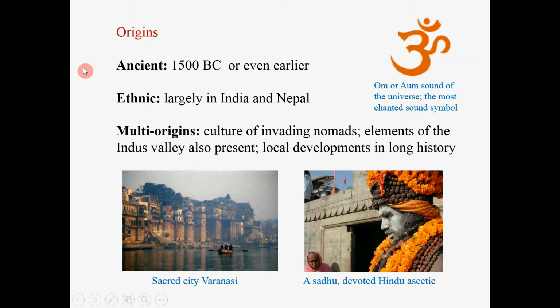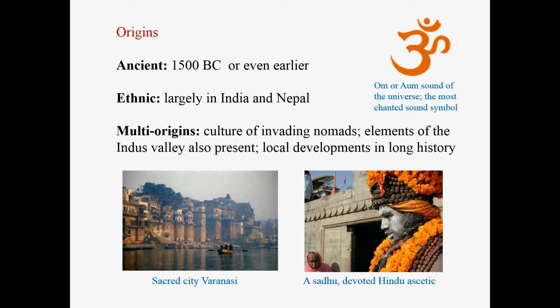Origins. Hinduism is a very ancient religion. It can go back at least to 1500 BC or even earlier. It is also an ethnic religion. That means that it's tied to a specific cultural group and even a particular place. It largely is practiced in India and Nepal. You are born into a Hindu community, you are born into a Hindu family, you are born to be a Hindu.